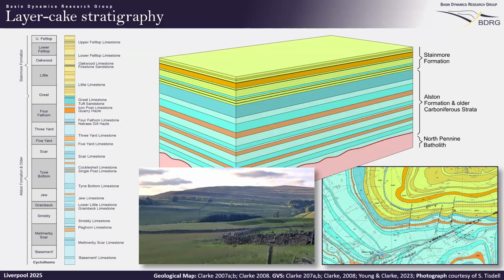If you look at any of the maps of northern England, not just mine but my colleagues' and older maps as well, you'll generally get this impression that it's layer cake and reasonably flat lying. But even at the time when we were working there, we were starting to think, is this really true?